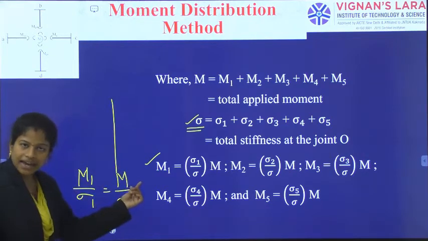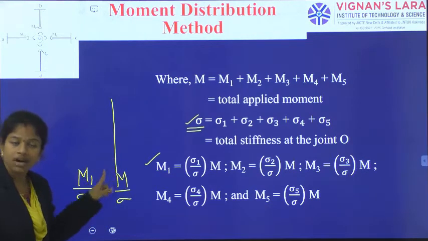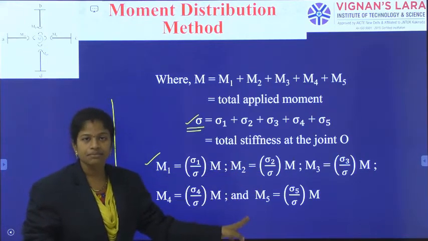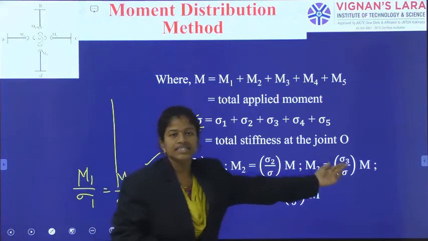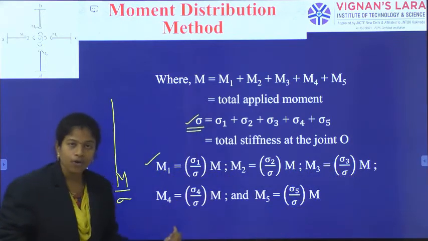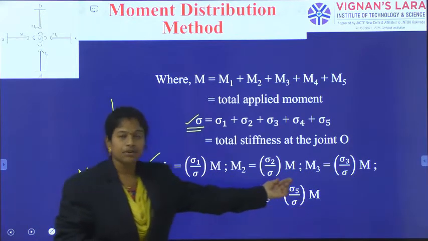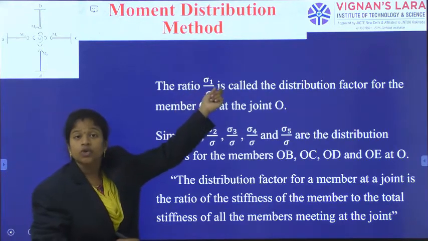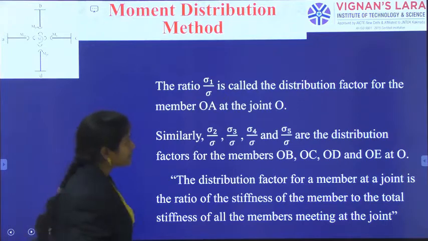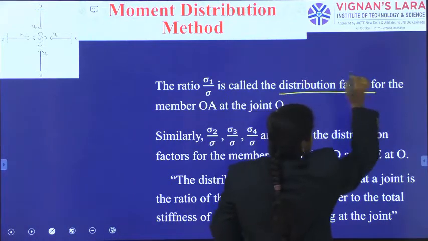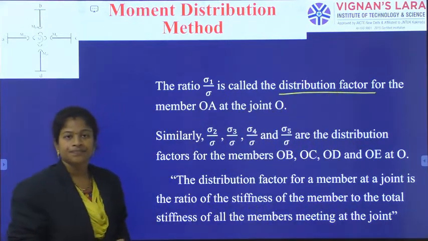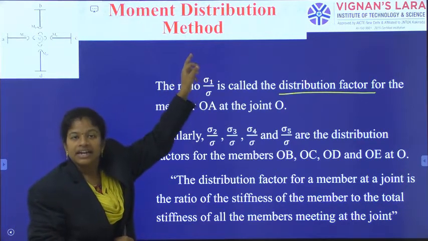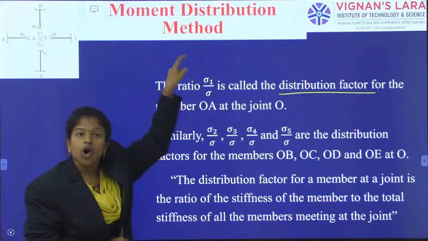With this arrangement, I have got M1 is equal to sigma 1 by sigma times M. M2 is equal to sigma 2 by sigma times M. So in this way, sigma 3 by sigma times M, sigma 4 by sigma times M and sigma 5 by sigma times M. Now, the ratio sigma 1 by sigma is called the distribution factor.